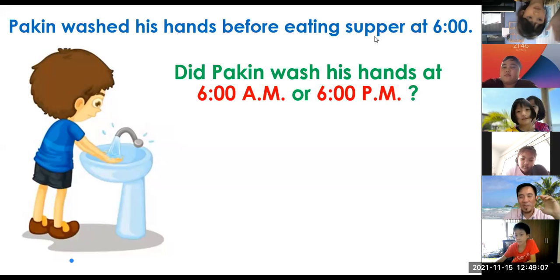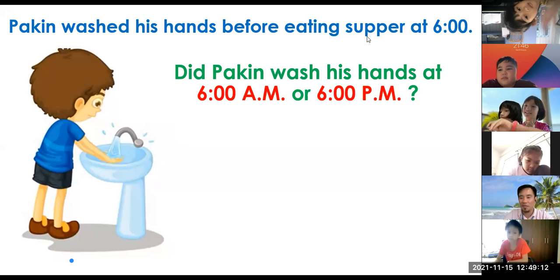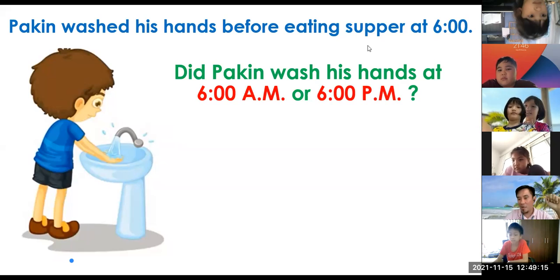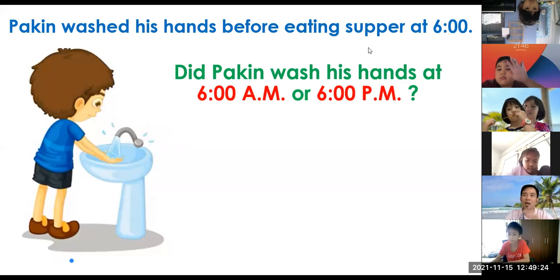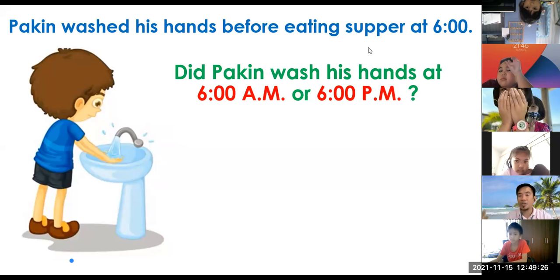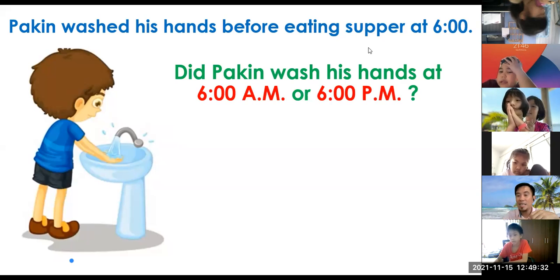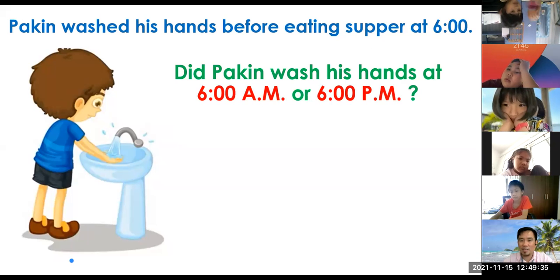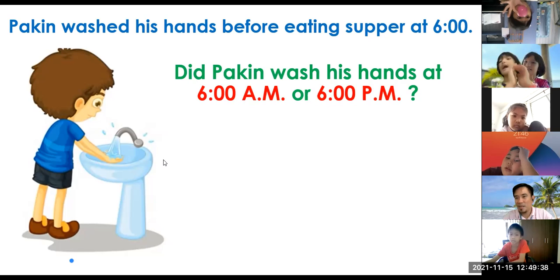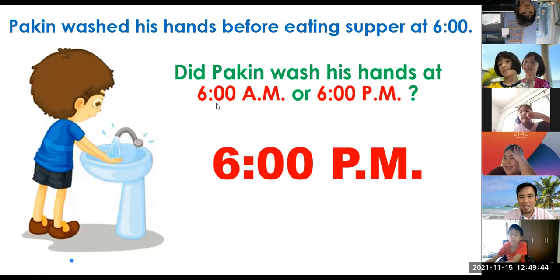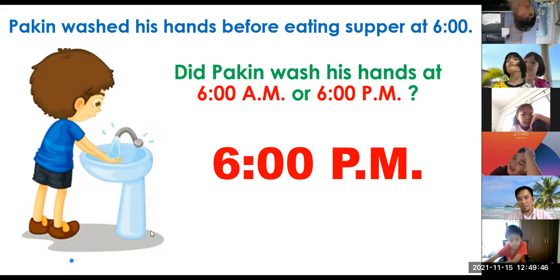Oh, now remember the word supper is during evening. We are having our supper in the evening. Evening, is it AM or PM? PM. We are having our supper, or another term we use, dinner, in the evening, right? So the answer here is PM. Okay? 6 PM. That's the correct answer.